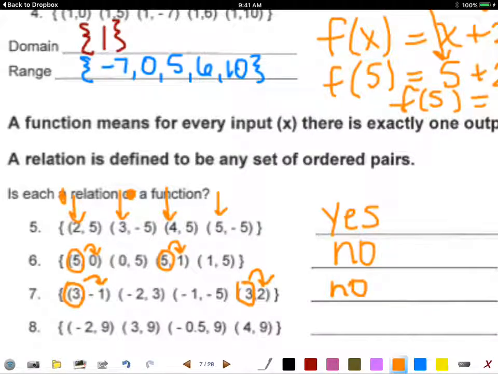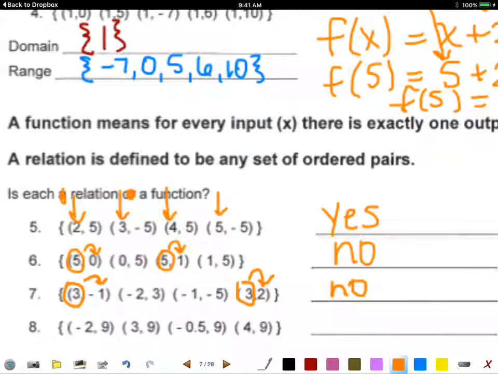-2 only goes to 9. 3 only goes to 9. -0.5 only goes to 9. 4, they all go to 9, but that's okay if they all go to the same number. You just can't have x values going to 2 different y values. So you're looking to see if the x values repeat, and if they do, see if they go to 2 different numbers.